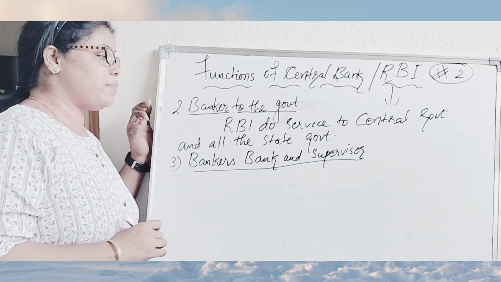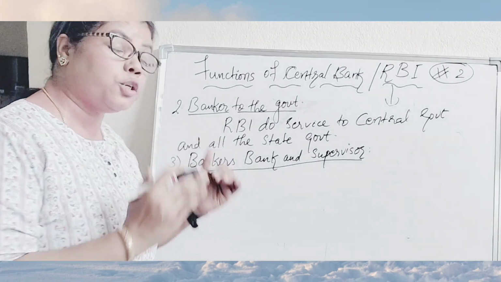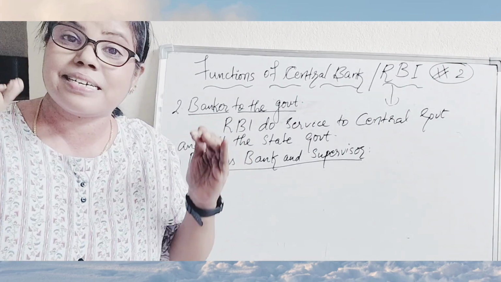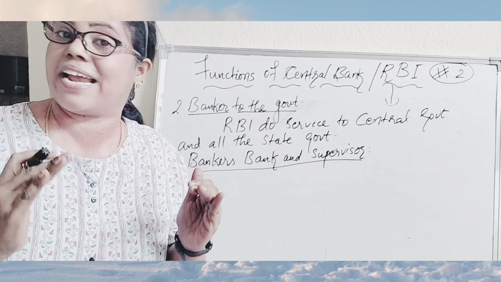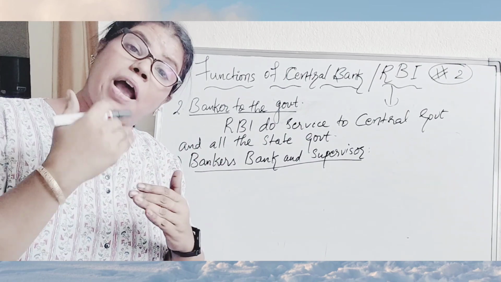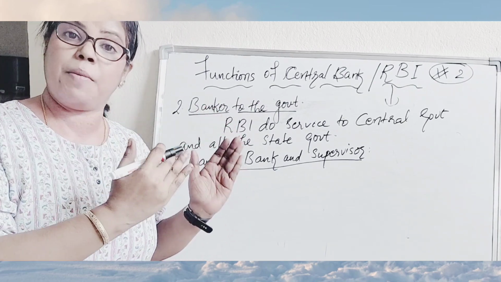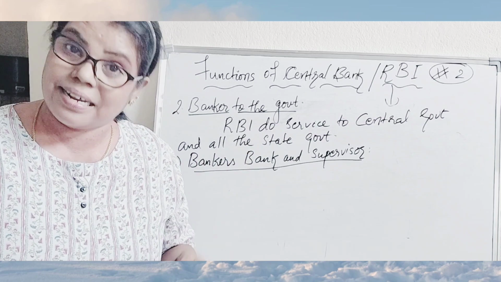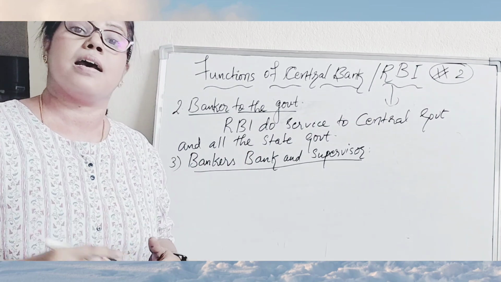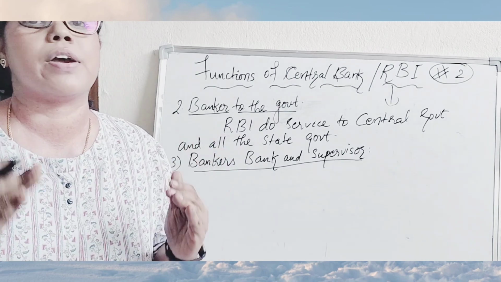Second function of RBI, bankers to the government function. Here RBI does services to the central government and the state government, like how a commercial bank does functions for the public. The central bank does functions for the central government as well as all the state governments of the country. That is the second function of RBI.